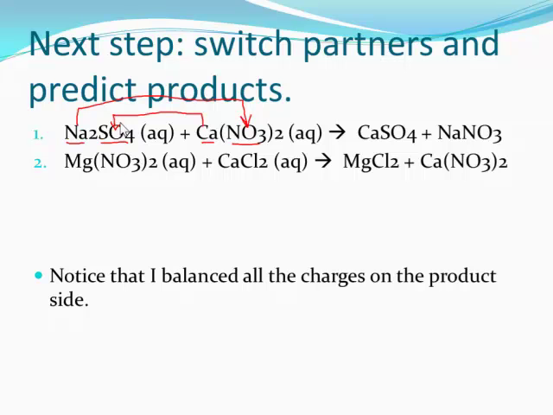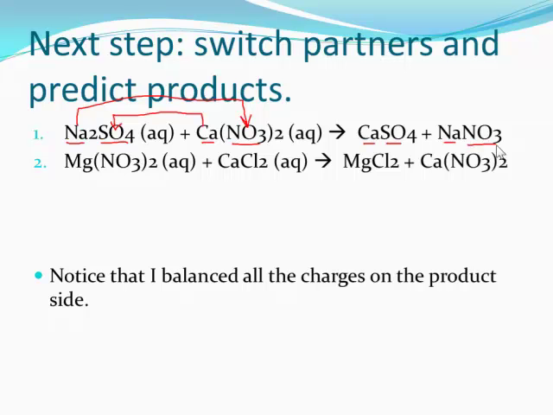So we're basically switching all the partners. Don't ever switch a metal with another metal because, you know, sodium makes a positive ion, but calcium makes a positive ion too. And when you get two positives next to each other, that's not going to work. So our products over here, calcium sulfate, do you have to worry about balancing charges? Yes. So when you make ionic compounds on the product side, always check that you are balancing your charges. Alright, so we have calcium sulfate, sodium nitrate.